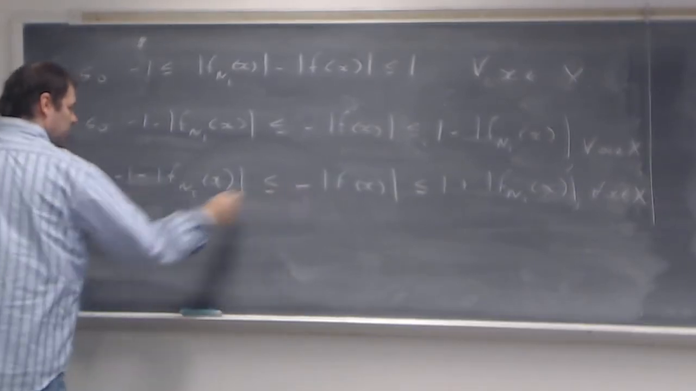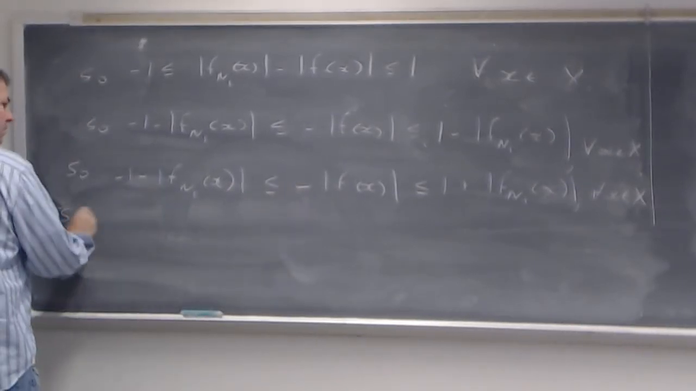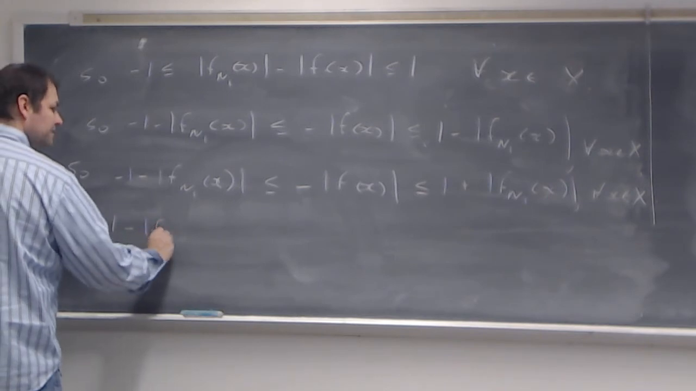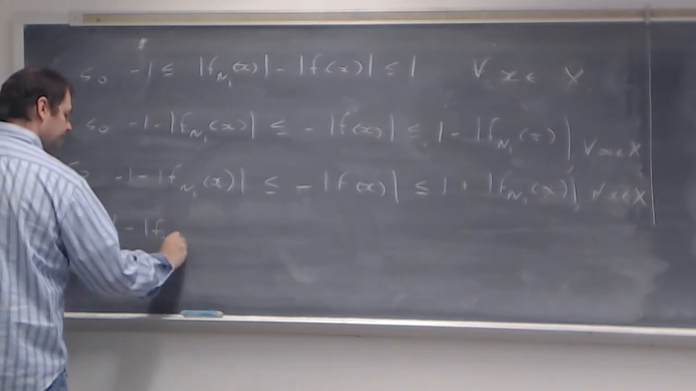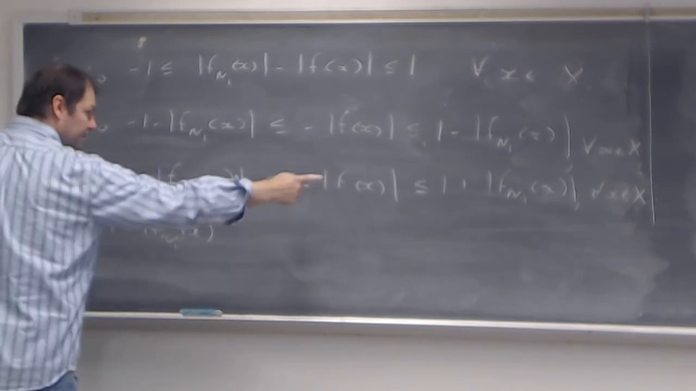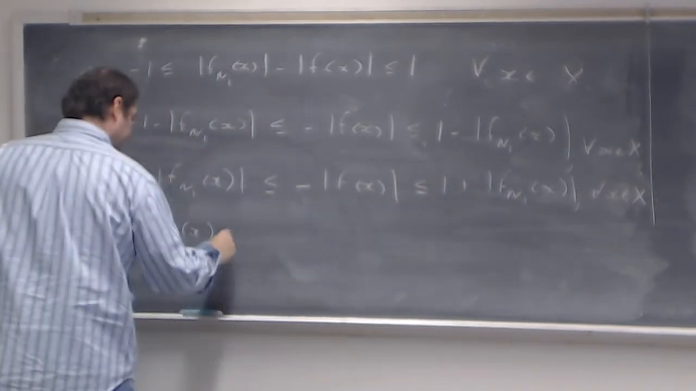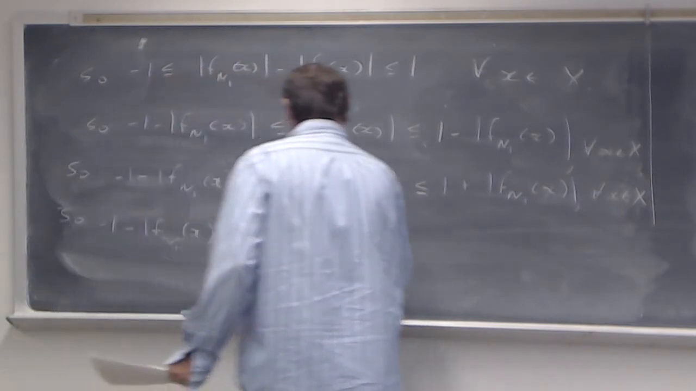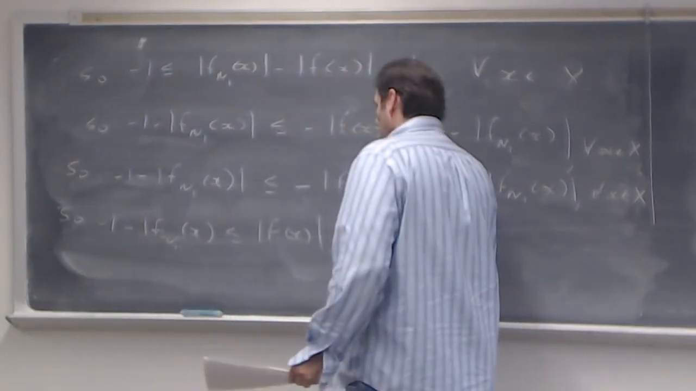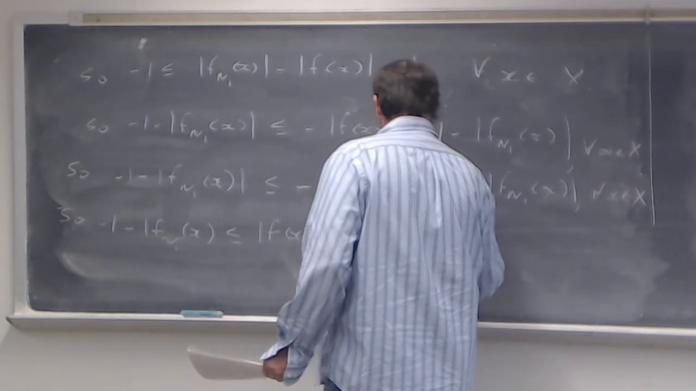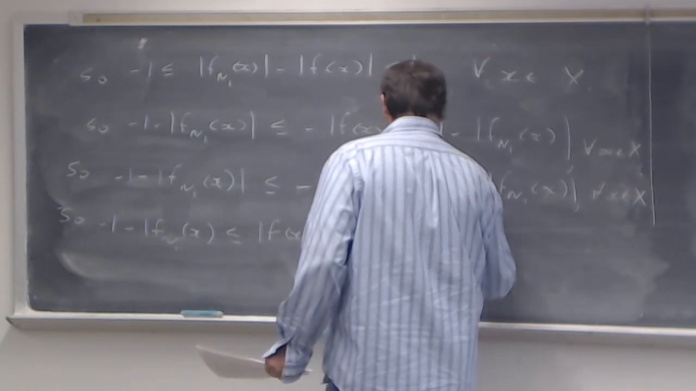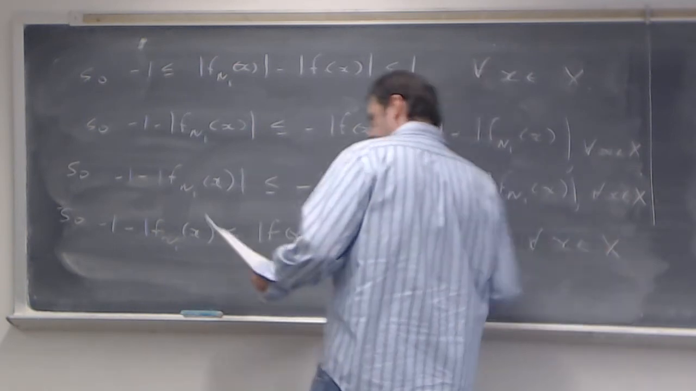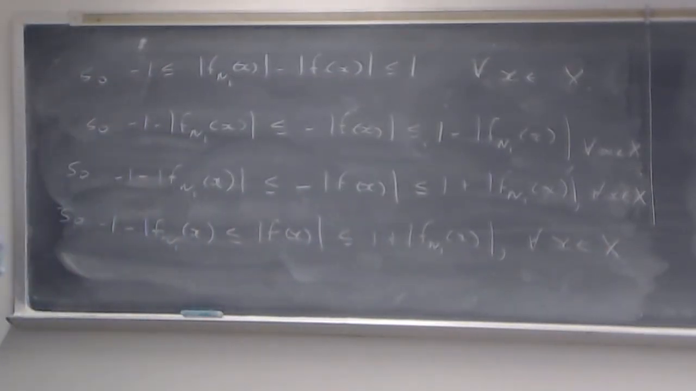Now, multiplying everything by minus 1, what we're going to get is minus 1 minus the absolute value of f sub n sub 1 of x, multiplying that side by minus 1 and pulling it over here, is less than or equal to f of x, which is less than or equal to, well, this over here, 1 plus the absolute value of f sub n sub 1 of x. And that's true again for all x element of X. Okay.